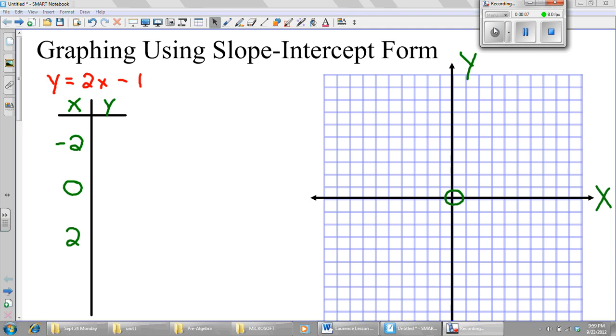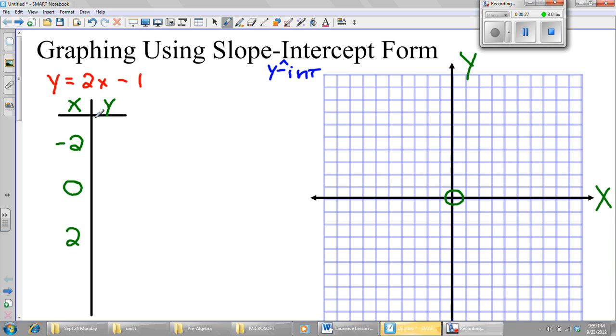And we are going to be doing something called graphing using slope-intercept form, or you'll often hear me refer to it as slope y-intercept form. You'll see why in a minute. But you see, I have an equation over here, y equals 2x minus 1.